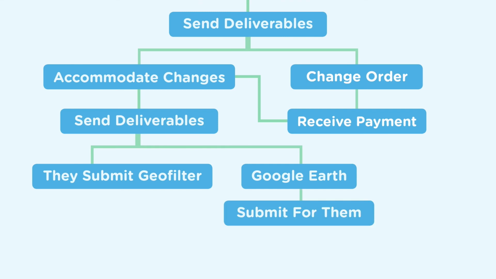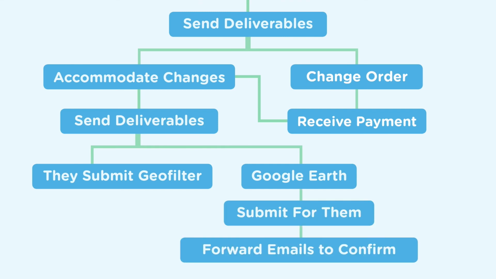geofilter for them under your account, and then go ahead and forward all those emails that you receive from Snapchat over to them so they can double check and confirm the correct times and locations for the geofilter. I would also do this for all the following confirmation emails, such as getting the Geofilter accepted, because from there it should be a finished project and they can go ahead and use the Geofilter.